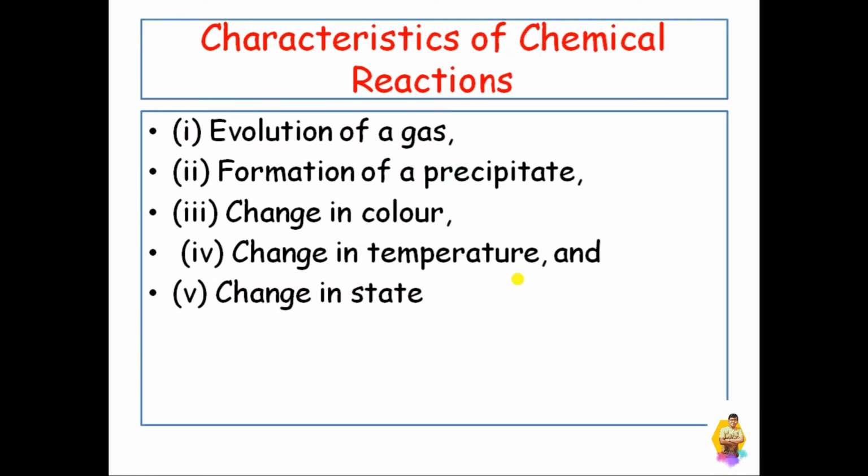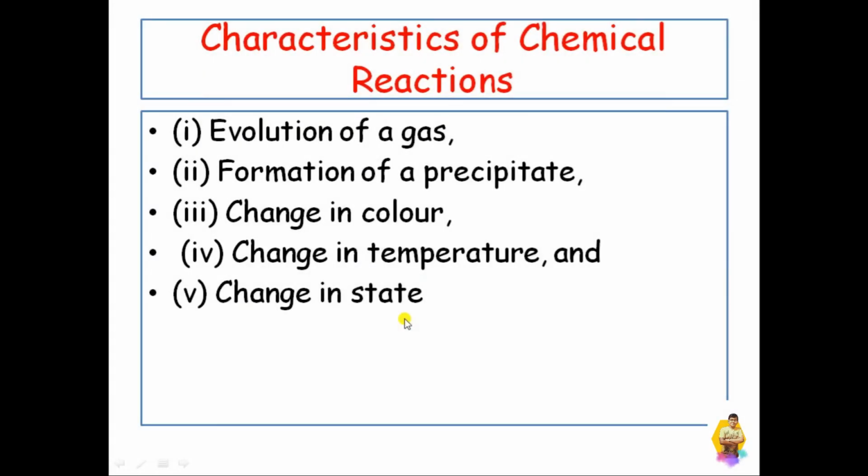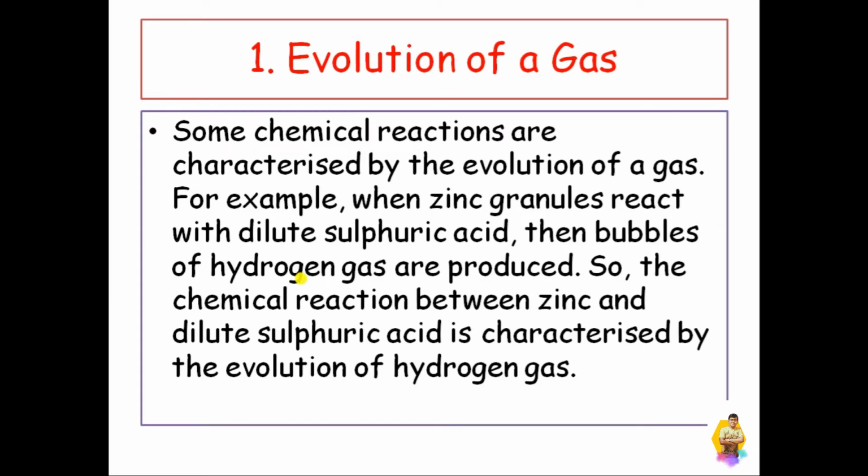So students, today we are going to see the characteristics of a chemical reaction. A chemical reaction can show 5 types of characteristics, and these are: point number 1, evolution of a gas; point number 2, formation of a precipitate; point number 3, change in color; point number 4, change in temperature; and point number 5, change in state. So now one by one we are going to see all these characteristics with proper examples. So let's start with the first one, that is evolution of a gas.